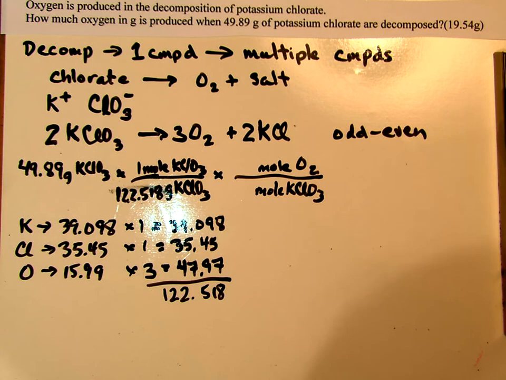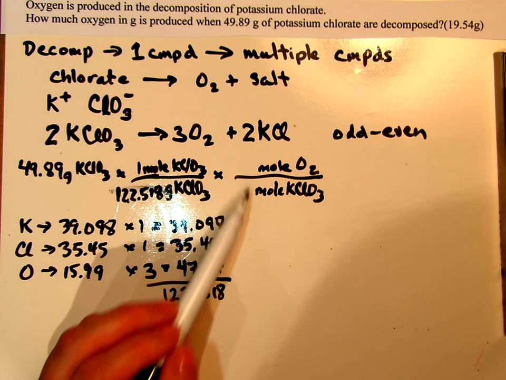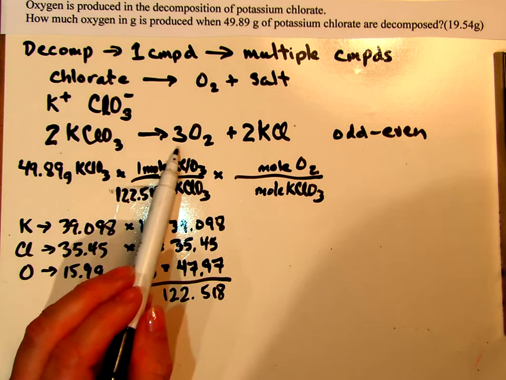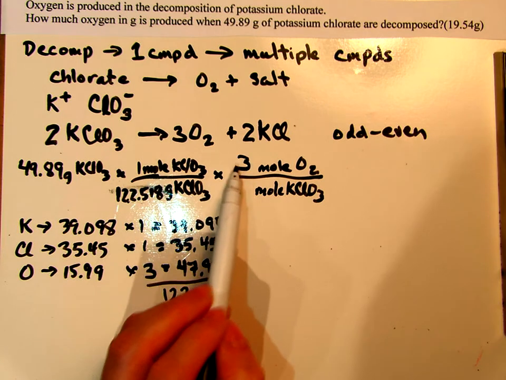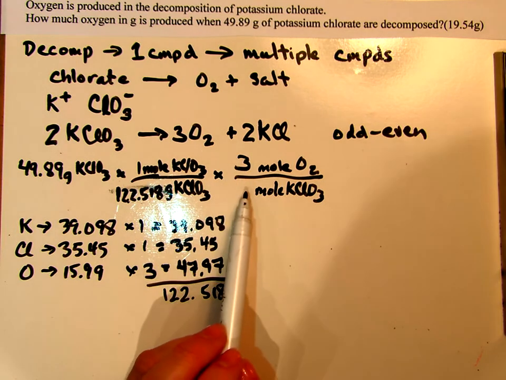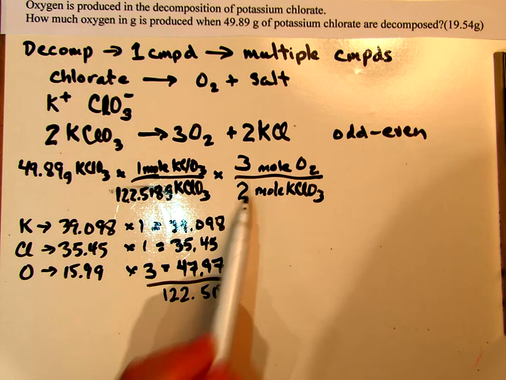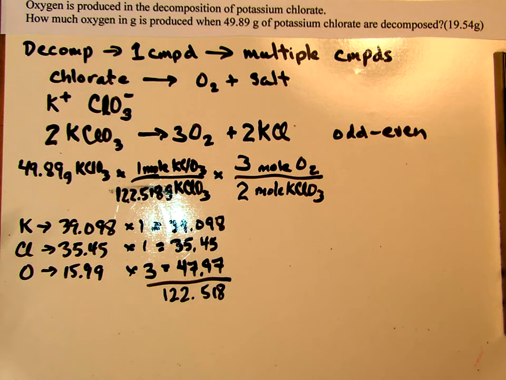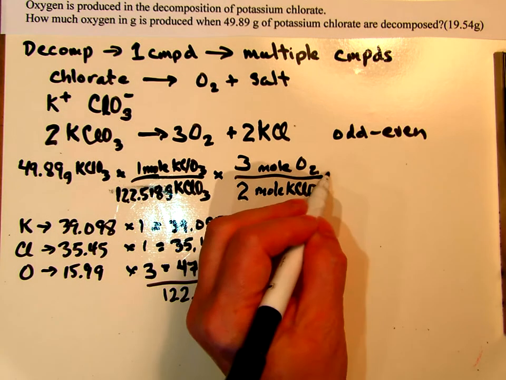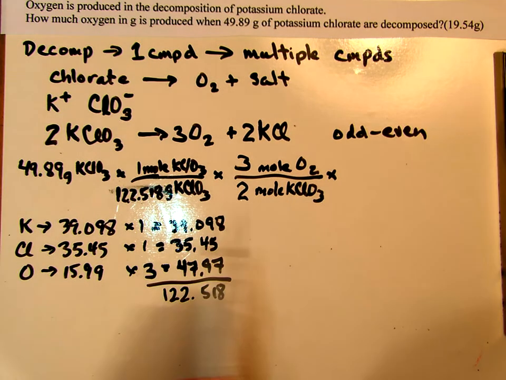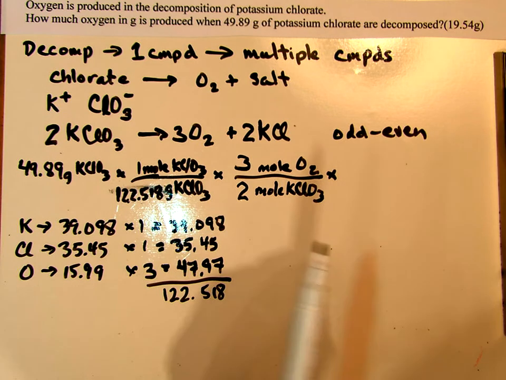And remember, one of the reasons the balanced chemical equation is so important is that the numbers you put in your mole ratio come from the coefficients in the balanced chemical equation. The coefficient in front of oxygen is 3. The coefficient in front of potassium chlorate is 2. So that's step number 3. Step 1, balanced chemical equation. Step 2, convert what they gave you into moles. Step 3, use your mole ratio. And step 4, convert your answer into the desired units.